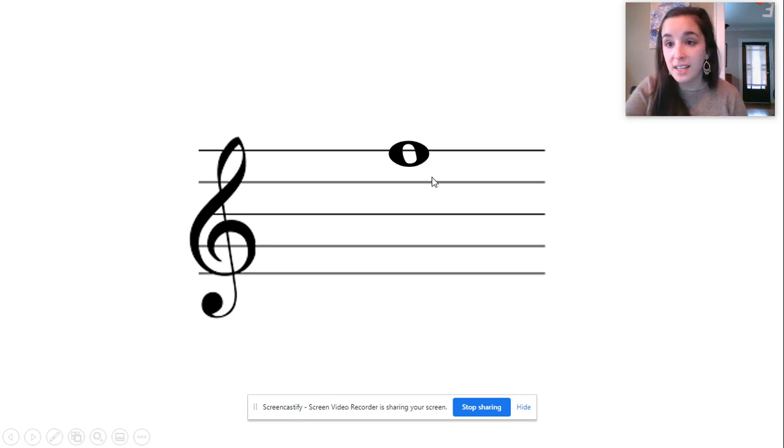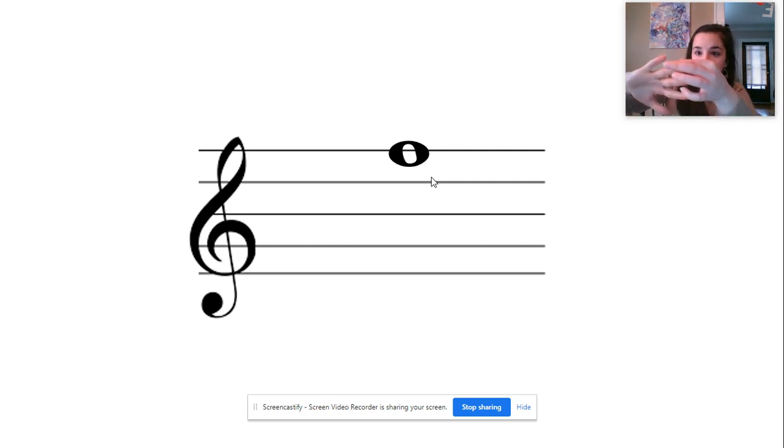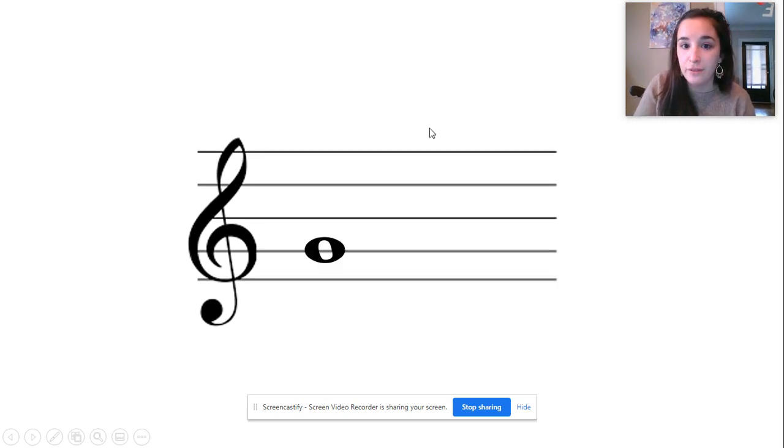When notes are on lines, we think every good boy does fine. So if I start at the bottom of the music staff and I say, every good boy does fine, the word fine starts with an F. This note is going to be an F. Go ahead and figure this one out on your own. What letter do you think this is on the music staff?